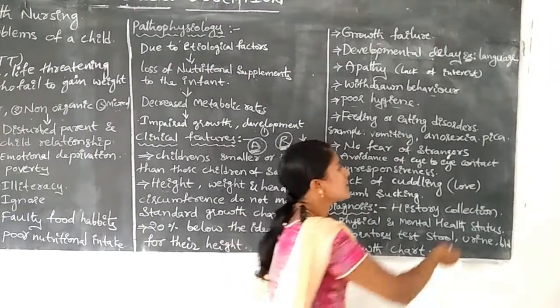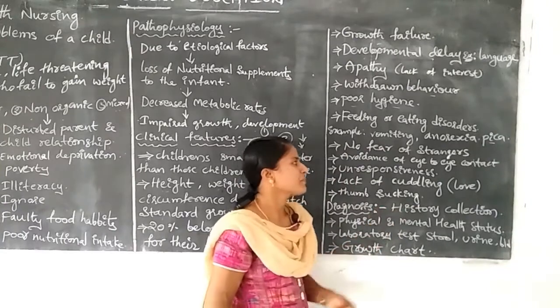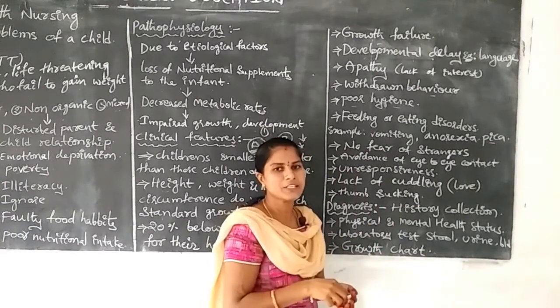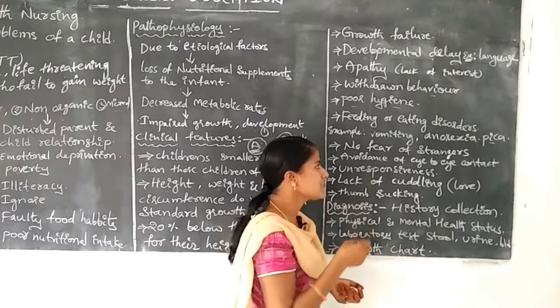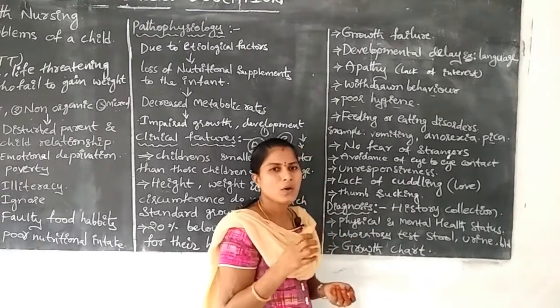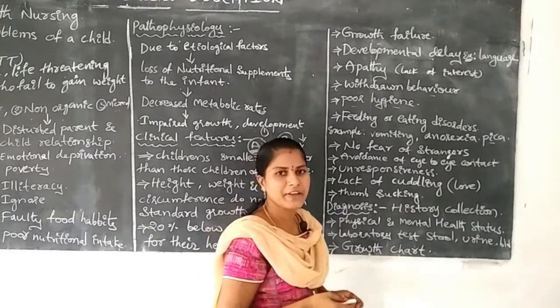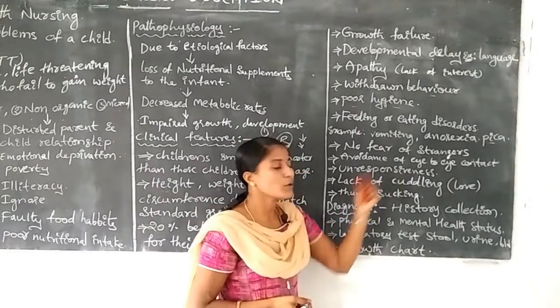Next symptom is pica, meaning eating unwanted materials. Some children eat chalk pieces or slate pencils, or some children eat newspapers. Like that they have abnormal eating behaviors. Why? Because of the loss of growth.